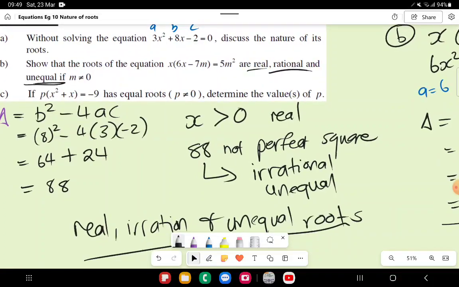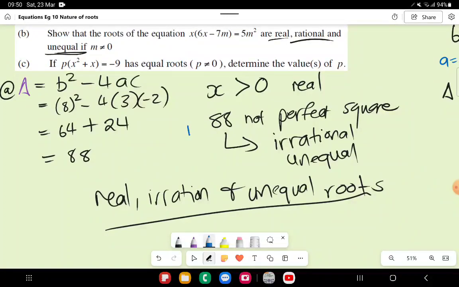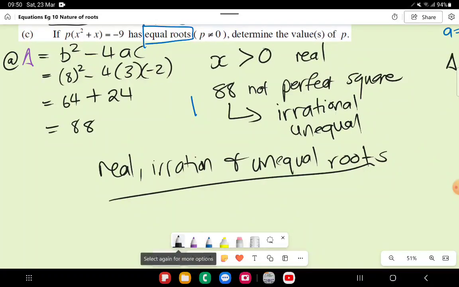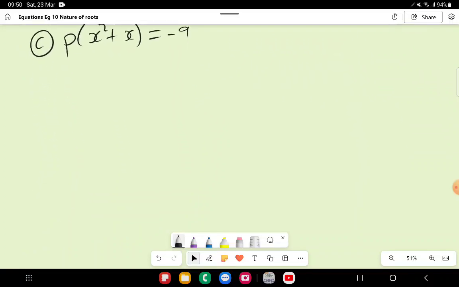Okay, our last question is they're saying if this equation has equal roots, determine the values of p. For them to have equal roots means that in the delta equation, delta equals 0. That's what equal roots means. So let's go ahead and do this real quickly. The equation for C is p times the bracket x squared plus x equals negative 9. p does not equal 0. What is the value of p?